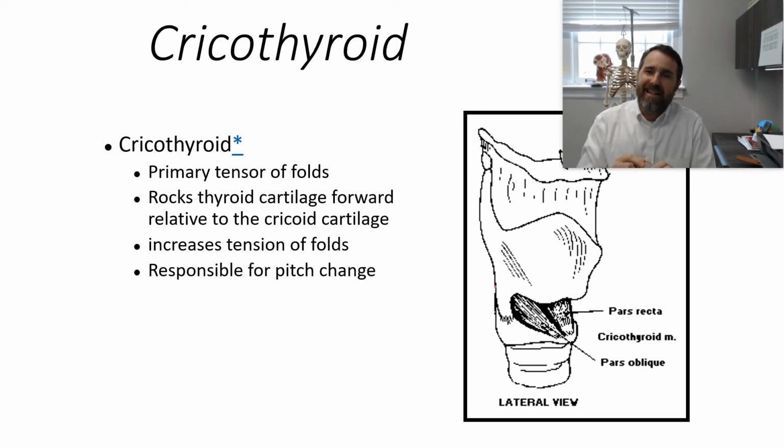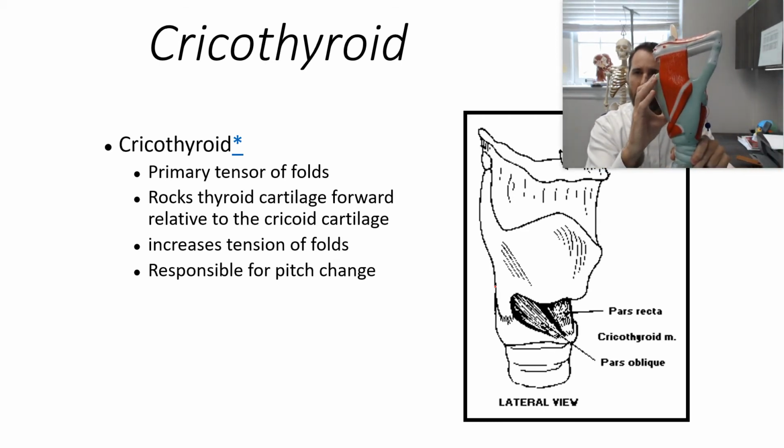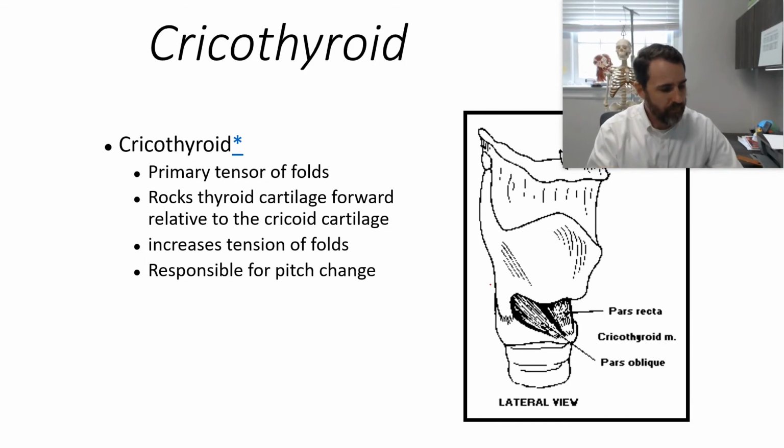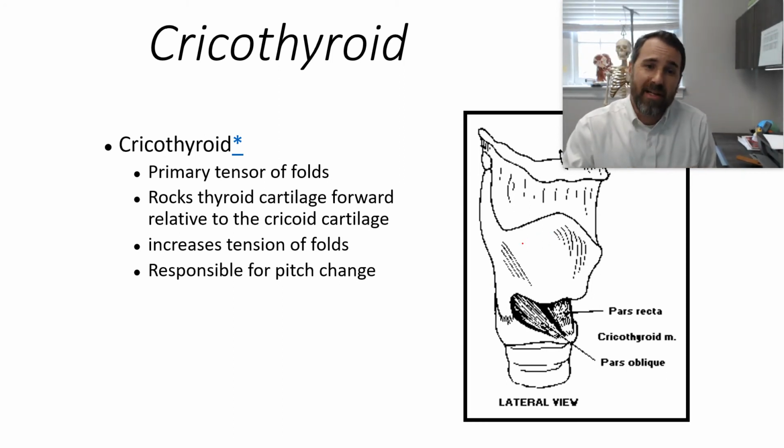And its purpose is that it is a tensor. It is the primary tensor of the vocal folds. So once again, looking at our vocal folds like this, this is thyroid cartilage, and my fingers down here are the arytenoids. The cricothyroid muscle pulls the thyroid cartilage forward. And if you pull the thyroid cartilage forward, you are tightening the vocal folds. You are tensing the vocal folds. So that's the cricothyroid.